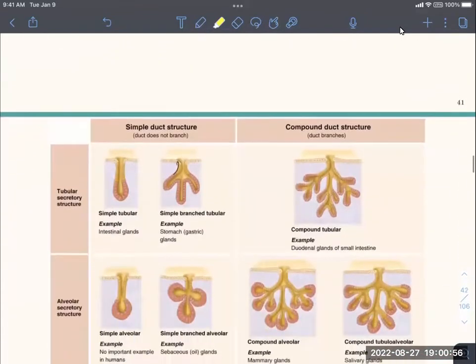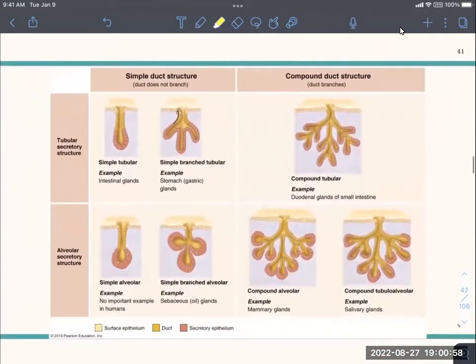So let's look at their structure. Most of them have some kind of tubular secretion. They can have a simple tubular duct where they secrete from the cells at the bottom, or they can have a compound branched tubular system that secretes out to different tubules and out to their surface. We also have what are called alveolar secretory structures.